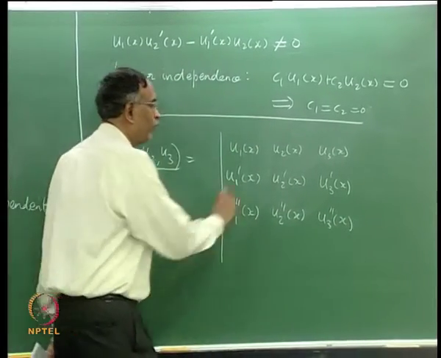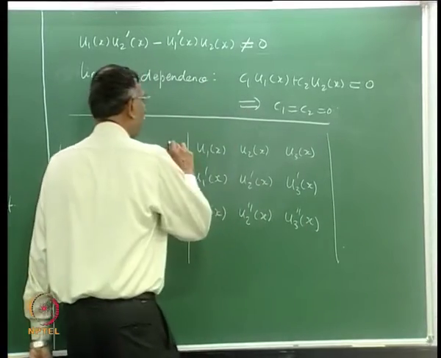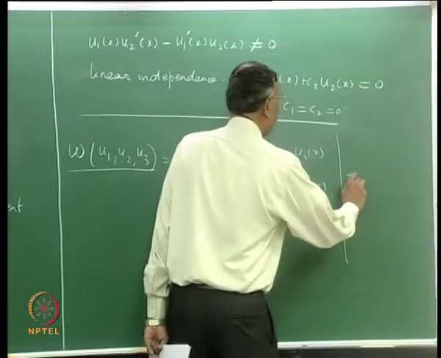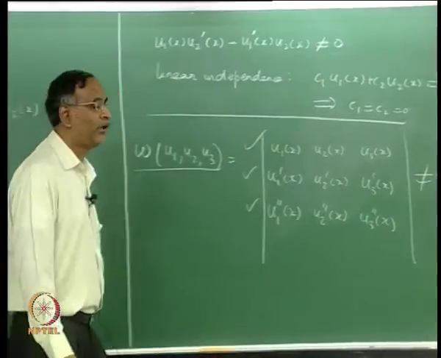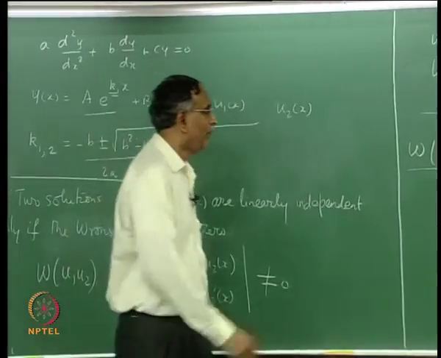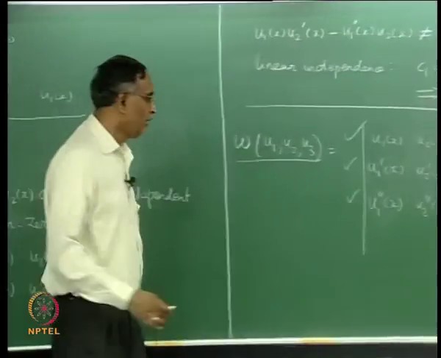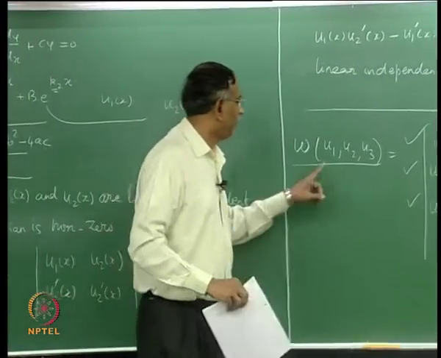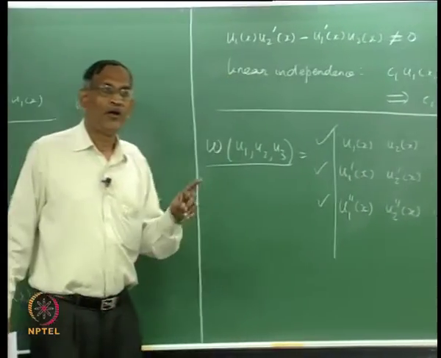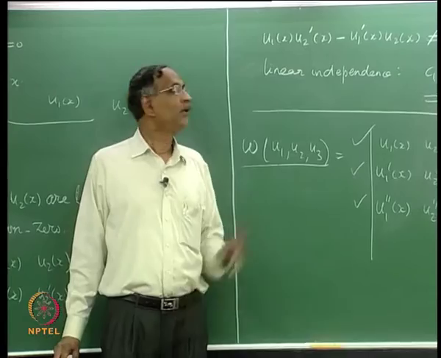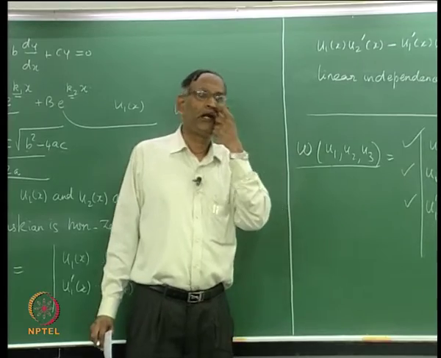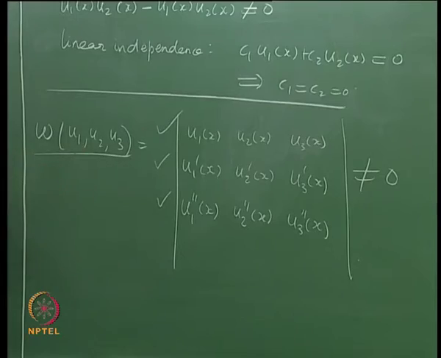Therefore, for 3 functions, we take the determinant comprising the functions, the first derivative and the second derivative, and we check that this determinant is non-zero. If we find that it is non-zero, then these 3 are independent solutions to the differential equation, whether second order, third order, or other. So, essentially, linear independence means writing down the corresponding Wronskian and verifying that the Wronskian is non-zero.